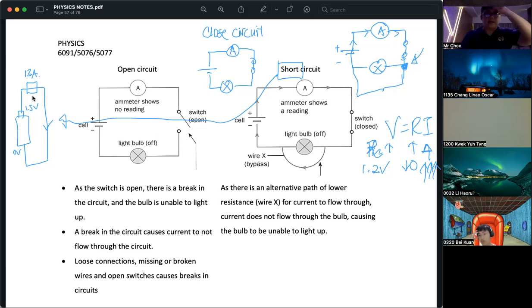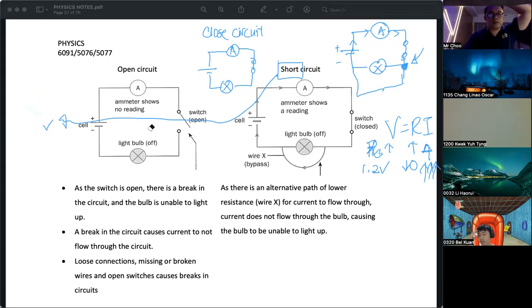Okay, so this is the thing about short circuit. Any question for me regarding short circuit? Does it make sense? Okay, so short circuit is not a good thing. Yes, the current will bypass the bulb and will not flow through it. But it is not a good thing. It actually causes the current to increase by a lot, and it is dangerous to your component.